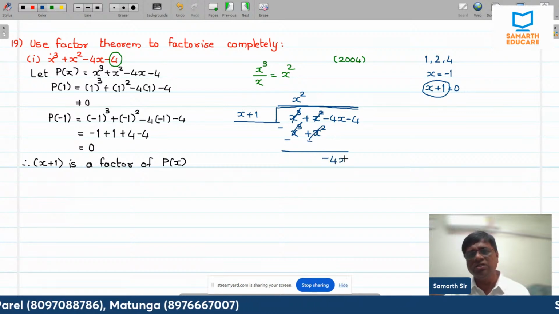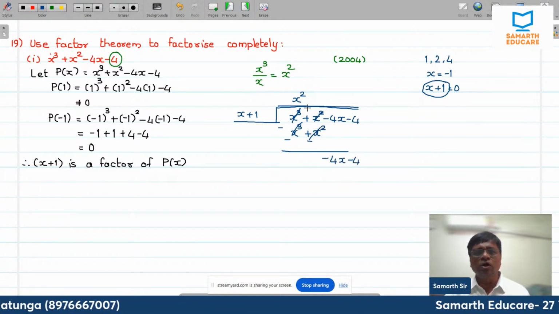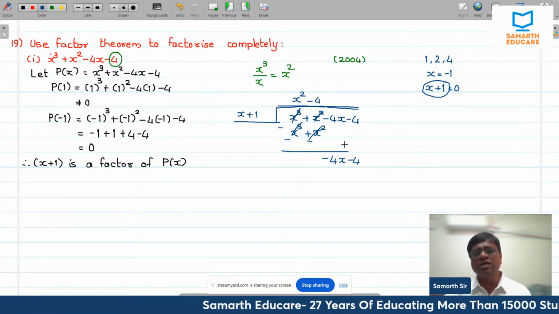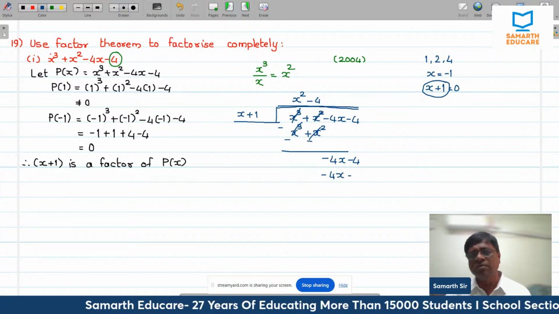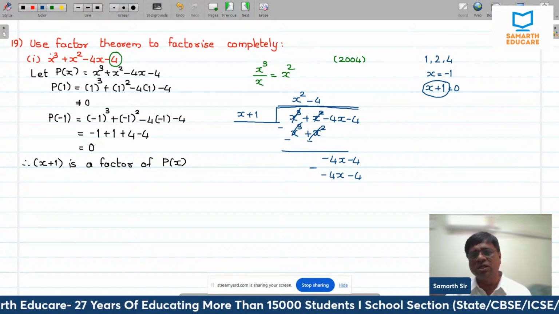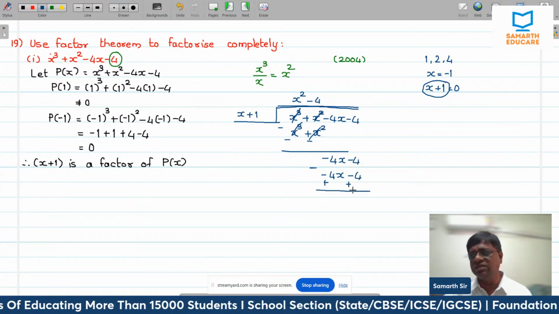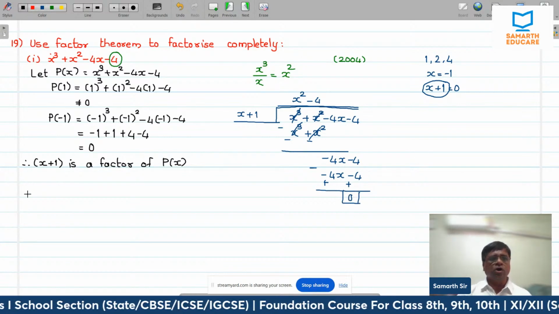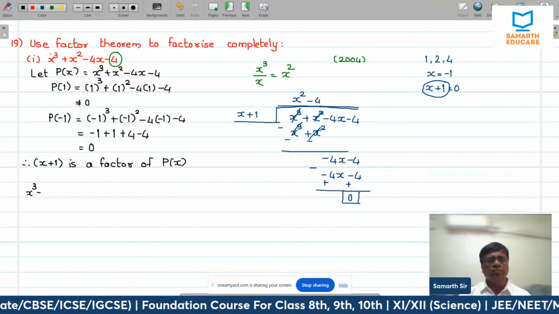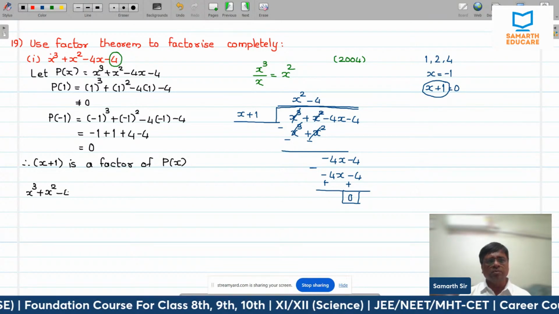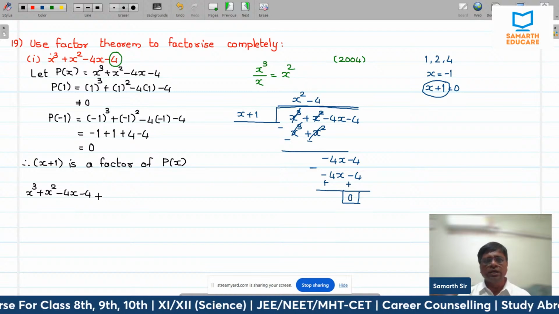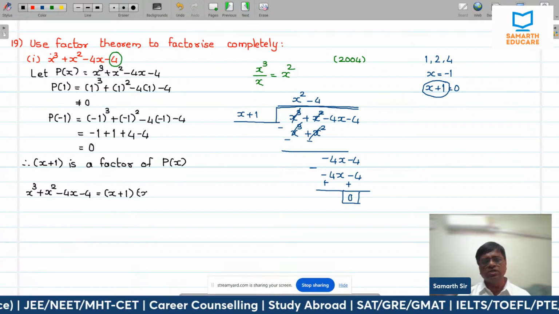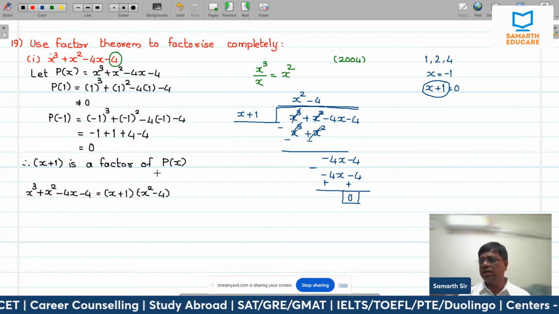Down comes -4x -4, all right. So if I want -4x, I will have to multiply by -4 and I get -4x -4. If I subtract this, the signs will change and they get cancelled and the remainder is 0 as expected. That means according to the question, x cube plus x square minus 4x minus 4 is equal to x plus 1 into quotient x square minus 4 plus remainder 0.